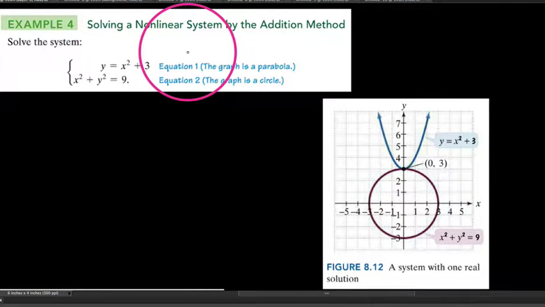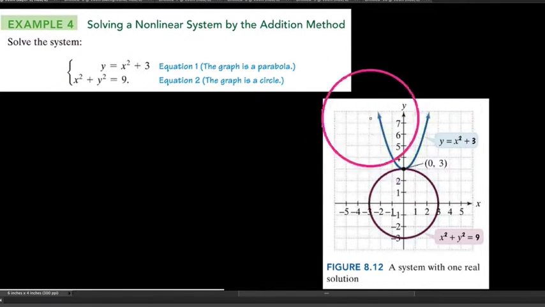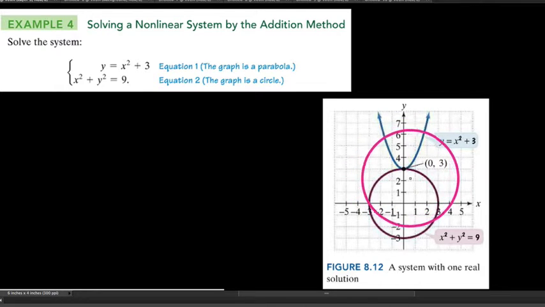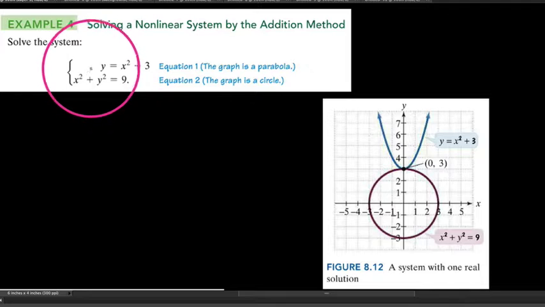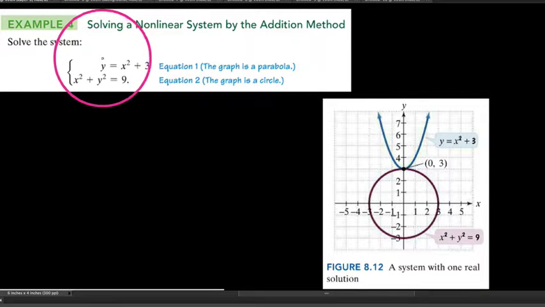Okay, YouTube, this is my next video on using the addition method to solve systems of nonlinear equations. What I want to do here is look at a special instance where we get a one solution case that we can see over here graphically, but also look at how we can use addition method with something that is not already written in a form where addition method would work.